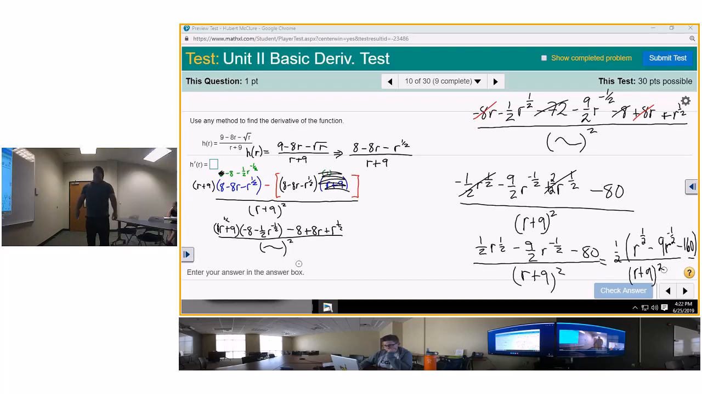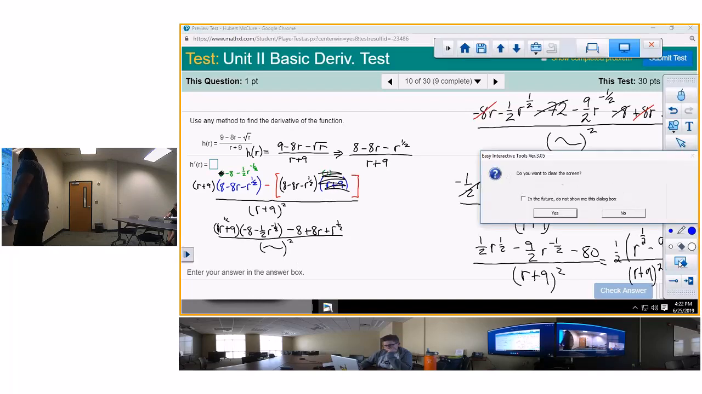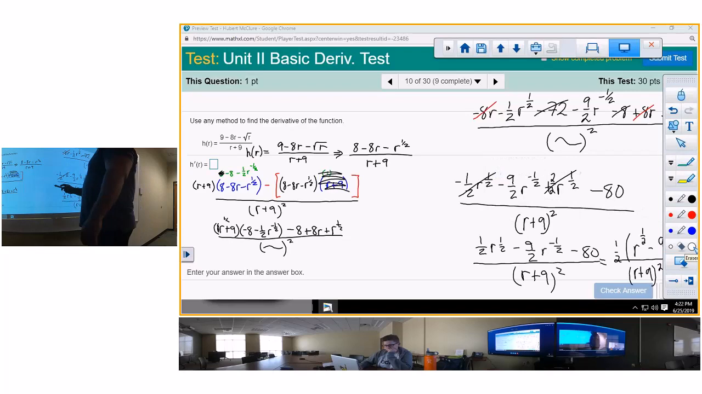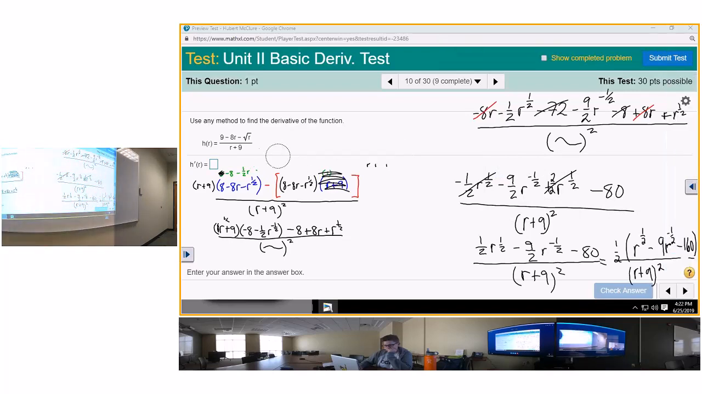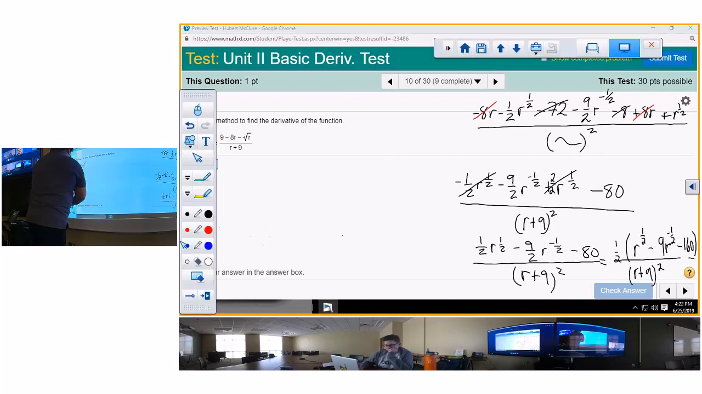Whew. Let's do it by the product rule and see what we get. No, I don't want to do that. Let's do it. I'm trying to see what's the best. That's why I'm doing the product rule. I'm going to see if we get a better one. I don't think we are.